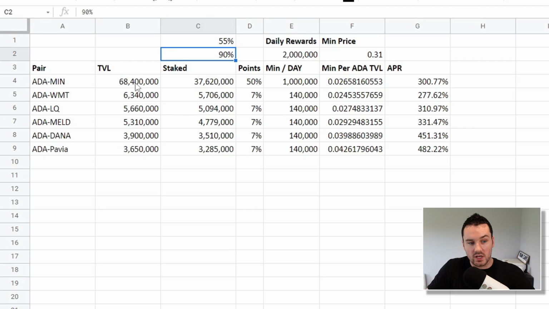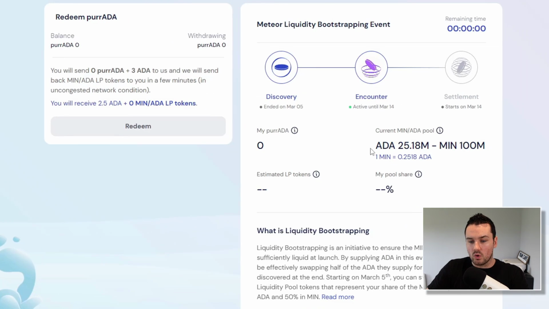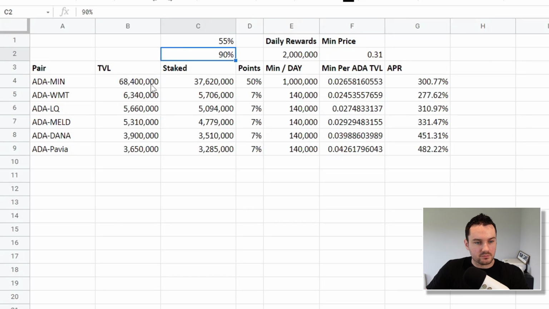So ADA MIN, there's 38.4 million TVL right now. I've put it in that I think 55% of that will be staked, because obviously the more that's staked, the less rewards people are going to get. But with this, during the LBE, the way it worked was there was 25 million ADA put in and there was 100 million MIN put in from the team. So the team then got half of this and they're not going to be using that for yield farming. So that means that half of the TVL here, or maybe a bit less than half now, because people have come in and provided liquidity that weren't involved in the LBE, just a bit over half of that will probably go into yield farming.